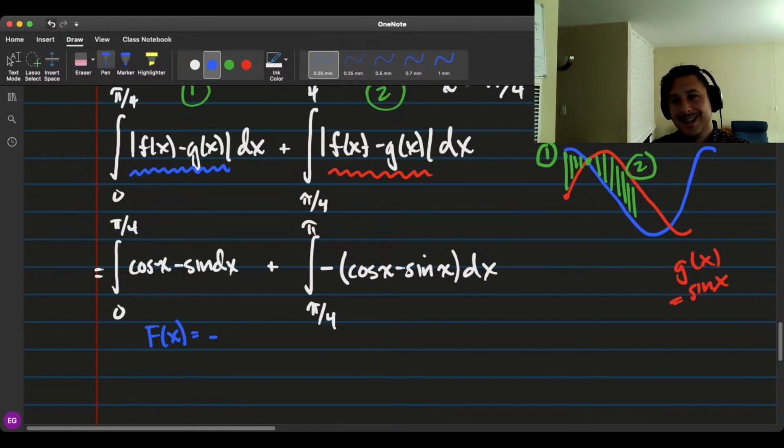Let's see. Sometimes it's so embarrassing when I have a brain fart. I'm like, okay, what's the antiderivative of cosine? Sine, because if you take the derivative of sine, you get cosine. What's the antiderivative of minus sine? That would be cosine. Right, derivative of sine is cosine, derivative of cosine is minus sine.